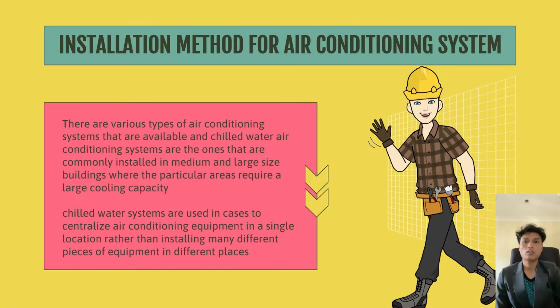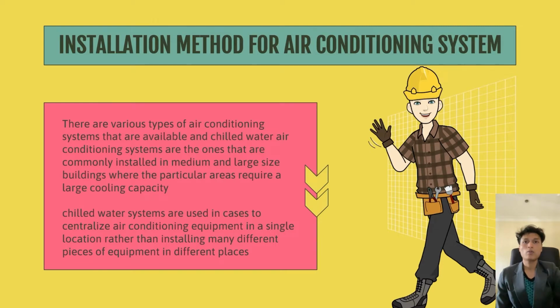The requirement on the installation of chilled water system. There are various types of air conditioning systems that are available, and chilled water air conditioning systems are the ones that are commonly installed in medium and large buildings where the particular area requires a large cooling capacity. For instance, huge areas like hypermarkets, offices and factories.